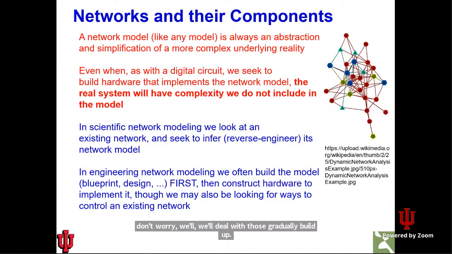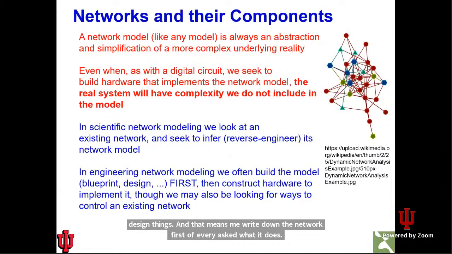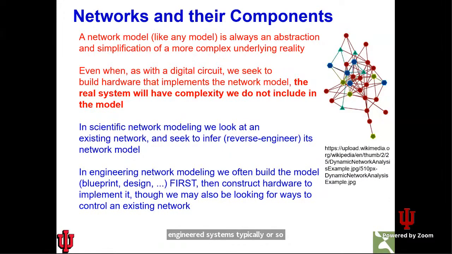When we're doing science, typically we don't know what the network is to begin with. So a lot of biology in particular is doing what's called network inference. Genomics very often is trying to infer what the components are and how they connect. Proteomics is about understanding connection. A lot of biology is reverse engineering. We see a set of high-level interactions and behaviors, so we want to infer what network generated them. In engineering, in classical human-based engineering, we design things, and that means we write down the network first, and then we ask what it does. And that's quite different. Engineered systems typically are in some ways easier to understand than natural ones. And we'll do a little bit of both in this class.